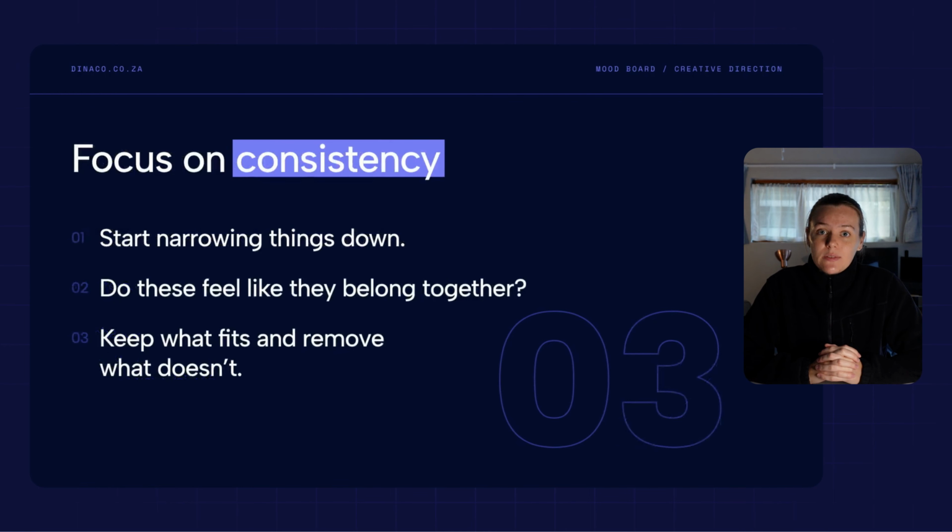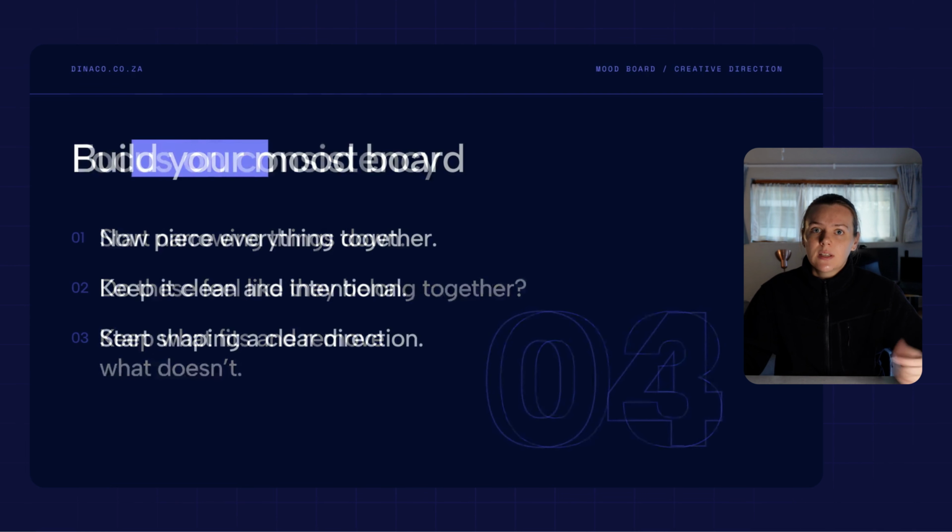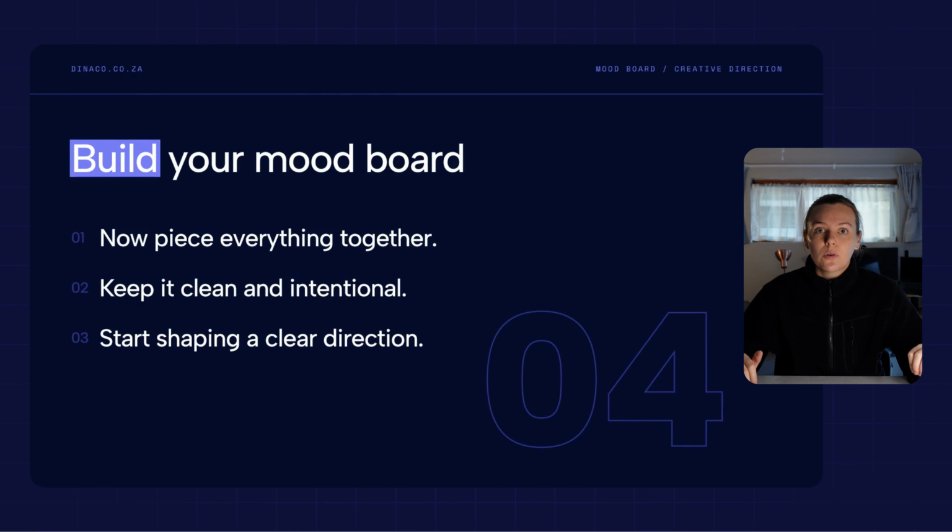And step 3 is focusing on consistency. Start narrowing it down. Look at what visuals work together. Do they feel they belong together? Keep what fits and remove what doesn't. Step 4 is to build the mood board. Now, piece everything together. Keep it clean and intentional and start shaping your creative direction.